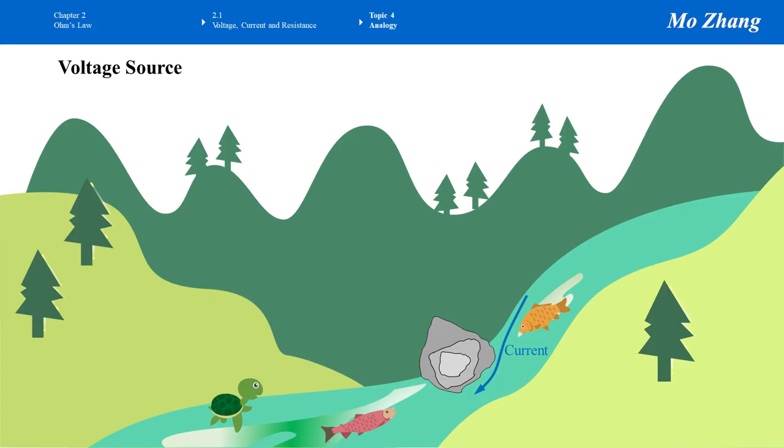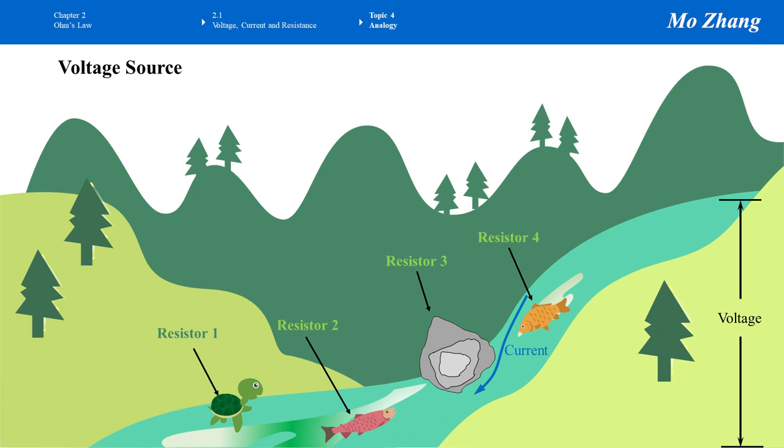This water is like the electric current. The cause for this current to flow is the height of the mountain. The rocks, fish, turtle, and other things inside the river all resist the current from flowing faster. So these are the resistors.